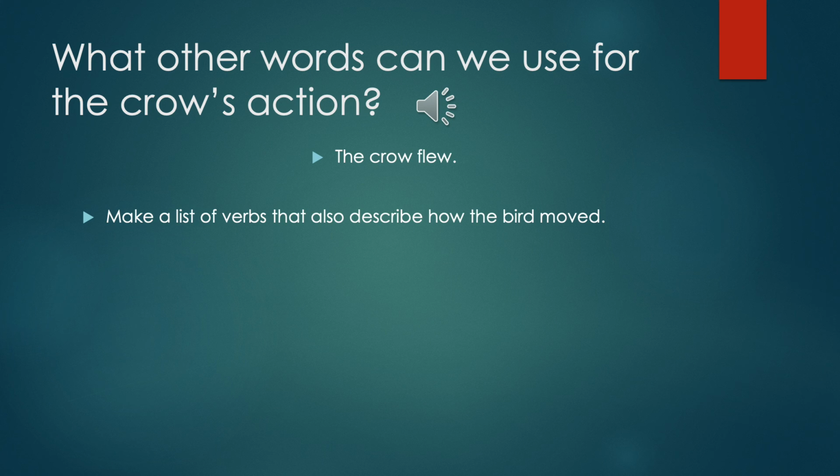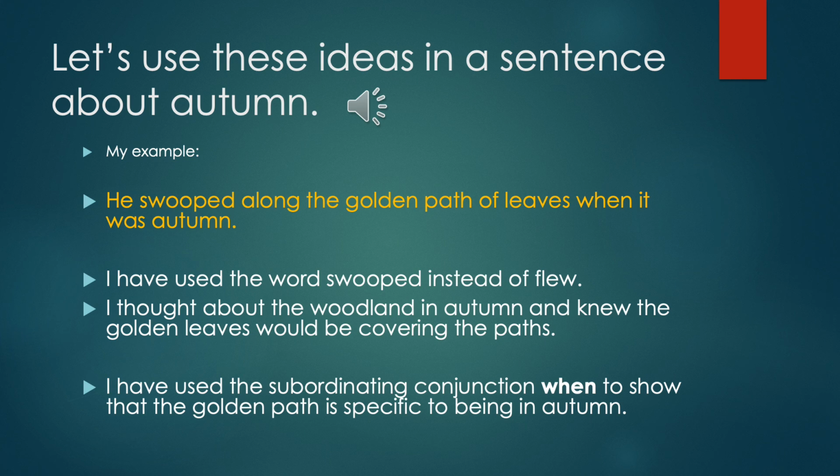So now you've thought about your adjectives and your words that link to your seasons, what I'd like you to do now is make a list of verbs or action words that also describe how the crow moved. So instead of the word flew, can you think of any more exciting verbs that you could use to describe how the bird moved? So we're going to use all of these ideas that you've thought of already today to put them into a sentence. So our first sentence, we're going to write 3 sentences today. Our first sentence is going to be about autumn.